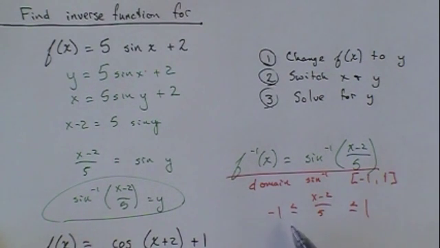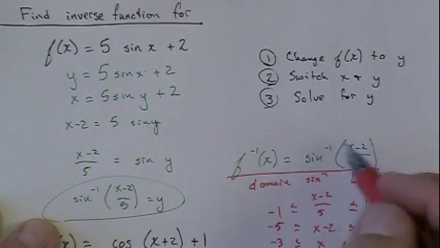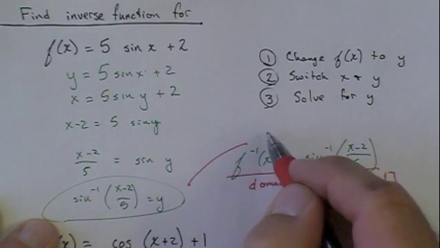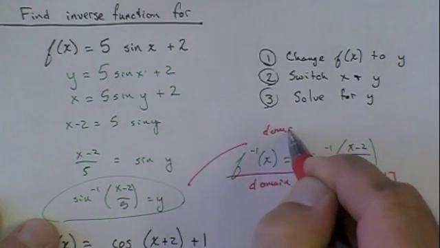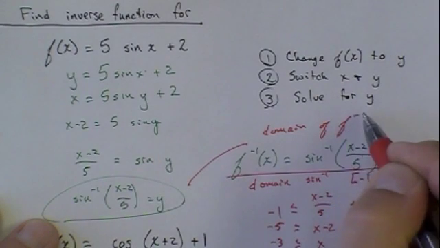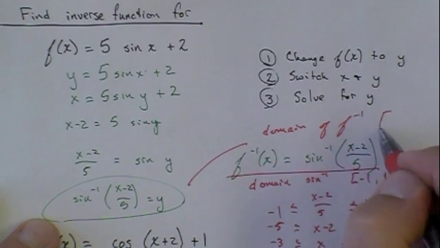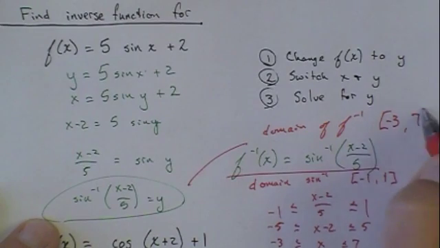So now we plug this in here and we're going to solve the inequality for x. First we multiply by 5. We have -5 is less than or equal to x minus 2, less than or equal to 5, and then we're going to add 2 to all of these. So we have -3 less than or equal to x, less than or equal to 7. So the domain of the inverse is going to be from -3 to 7.